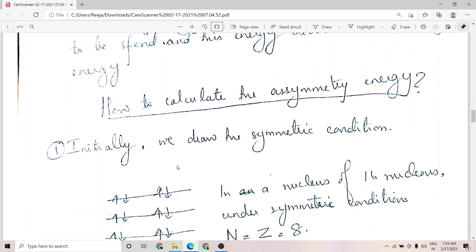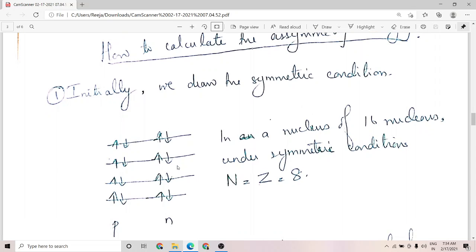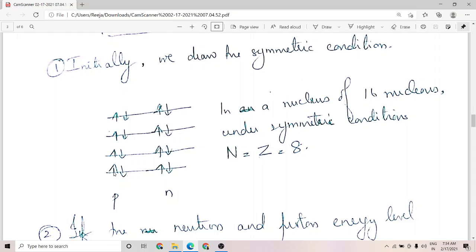Now, how to calculate the asymmetry energy? Initially, we draw the symmetric condition, that is when the number of protons is equal to the number of neutrons. In a nucleus of 16 nucleons, under the symmetric conditions, the number of neutrons equals the number of protons, which is 8. So, there are 8 protons drawn here, and 8 neutrons represented here.